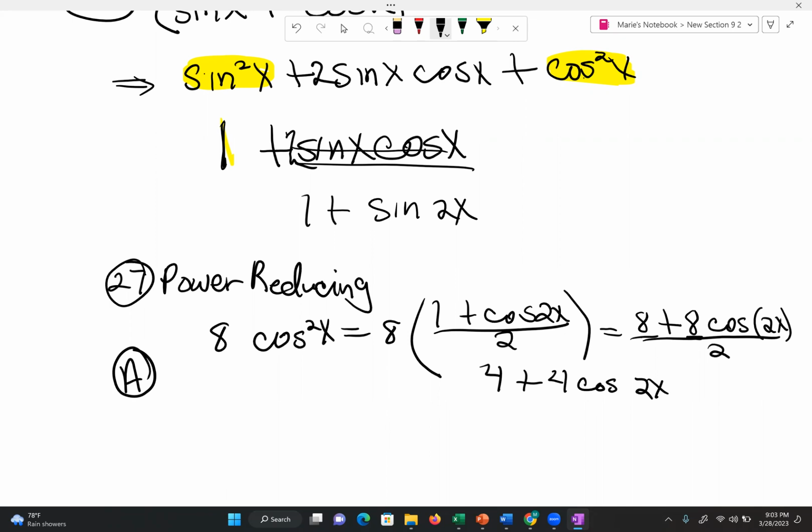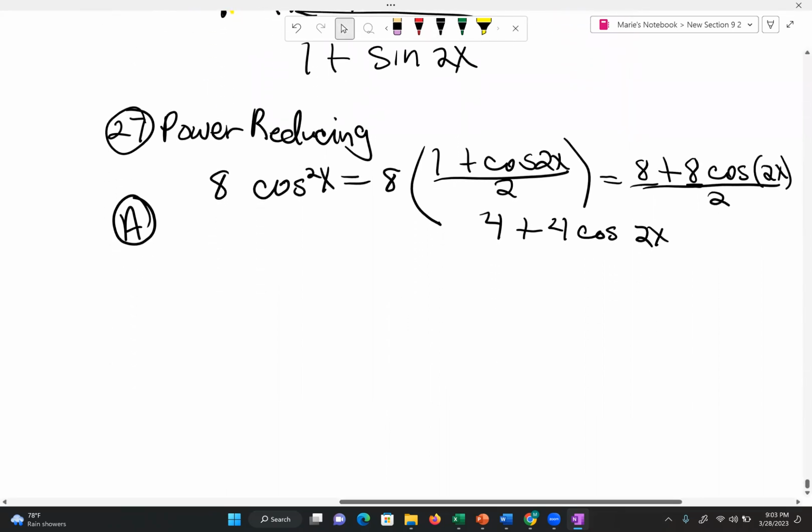Okay. 28 is another power reducing. I think you could do that one yourself. I'm going to leave it to you. This is number 28.